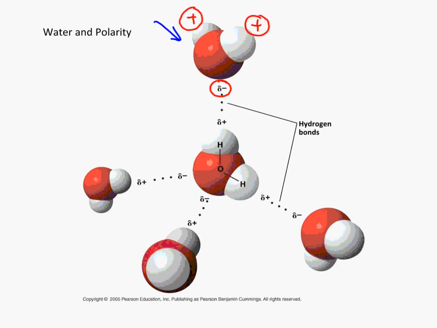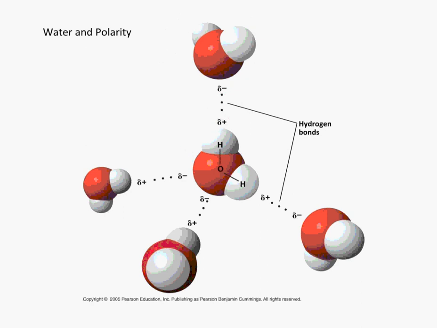And so what's going on here? Well, this molecule here has a positive charge on its hydrogens. This molecule, the blue arrow, has a negative charge on its oxygen, and that positive and negative are attracted to each other, and therefore you have hydrogen bonds.